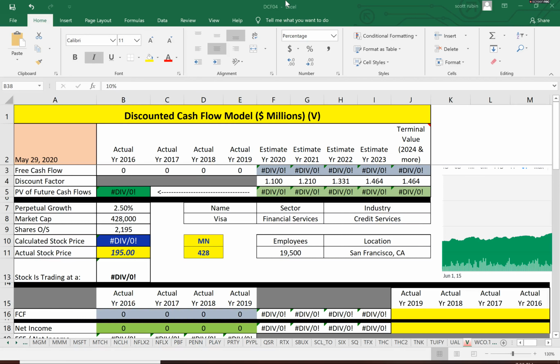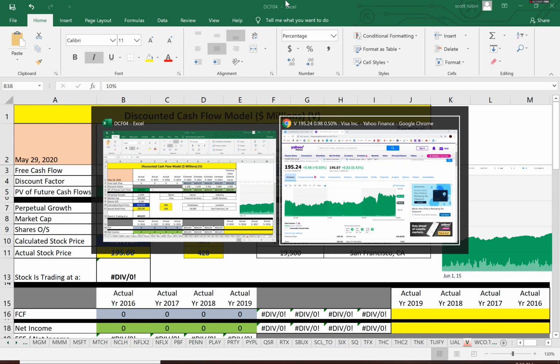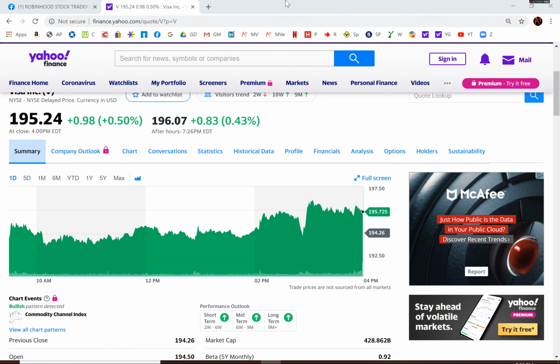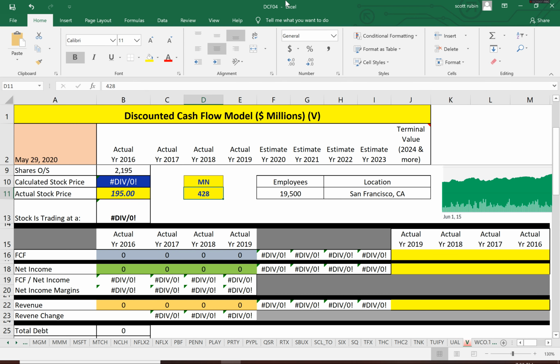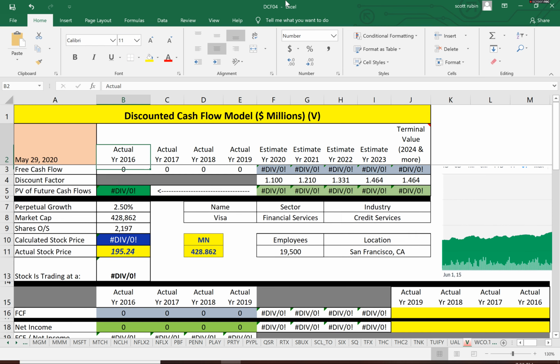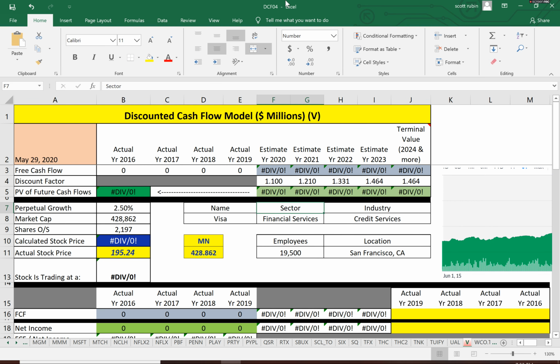We're going to calculate the stock price for Visa, and we're going to do that using prior financial information. So let's get the market cap: 428.862 billion, and they're trading at 195.24. Now to figure out the shares outstanding, we just take the market cap divided by the stock price, and we get the shares outstanding, which is 2.2 billion.